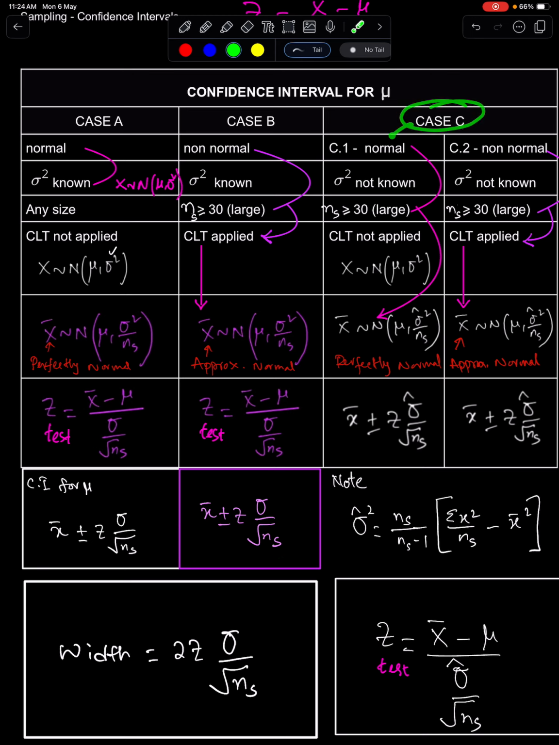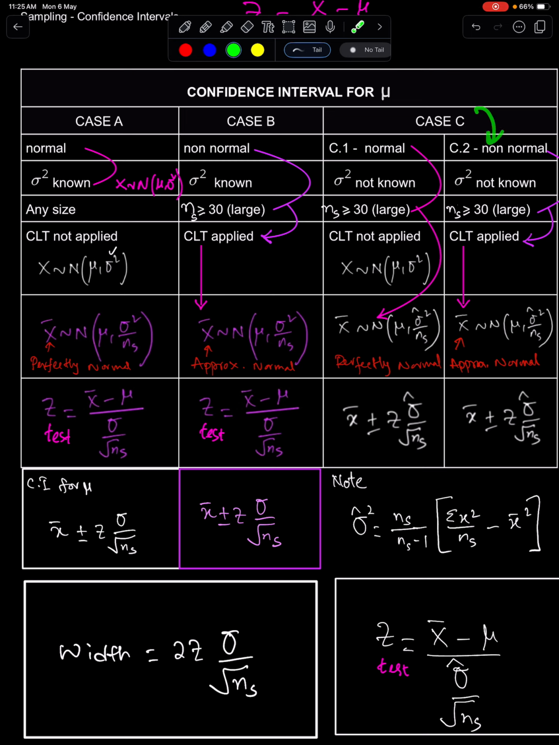Case C is divided into two subcases. Case 1: if the population is normal, never apply CLT. Sigma square is unknown, n is large. So with the help of these two pieces of information, population is normal, n is large, x is always normal, and x bar is also normal with mean mu and variance sigma cap square upon n. We use the unbiased estimate of variance. This is the formula of sigma cap square. And this is the confidence interval for mu. The square root of this thing is here.